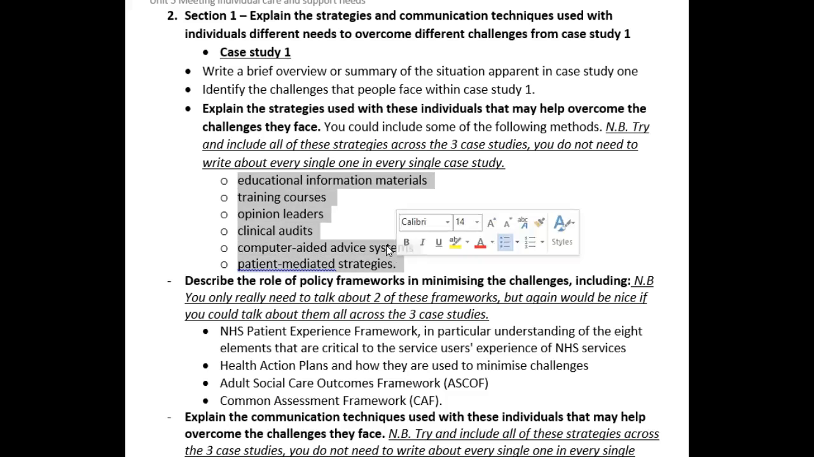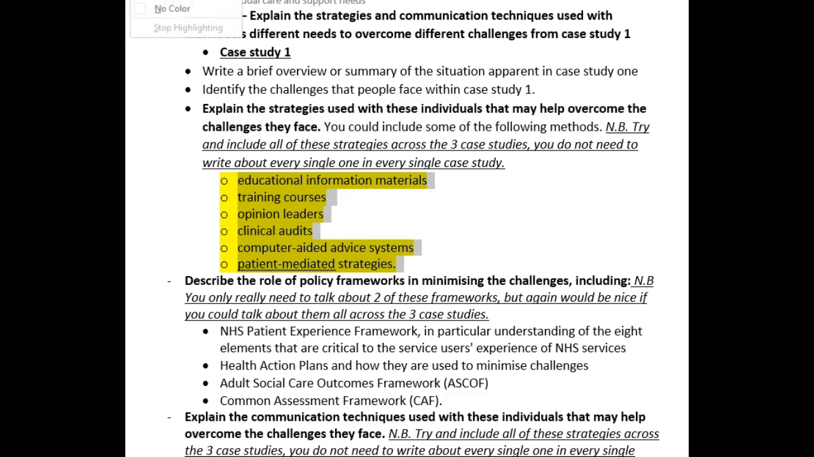So this list here, education, information materials, training courses: which ones of these might you find useful to overcome the challenges that these people are facing? Again, you don't actually have to talk about every single strategy for every single case study, but try and have an even spread so that you're talking about all of them across the 3 case studies.